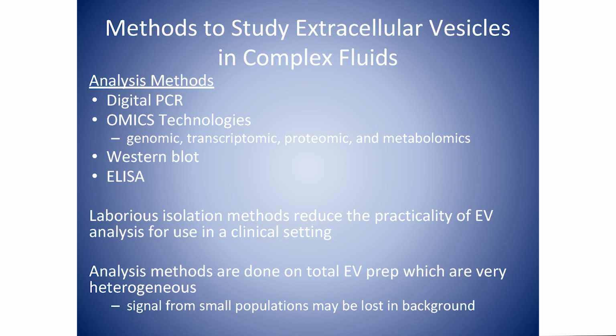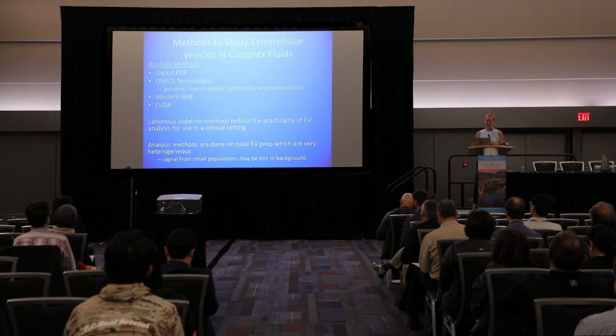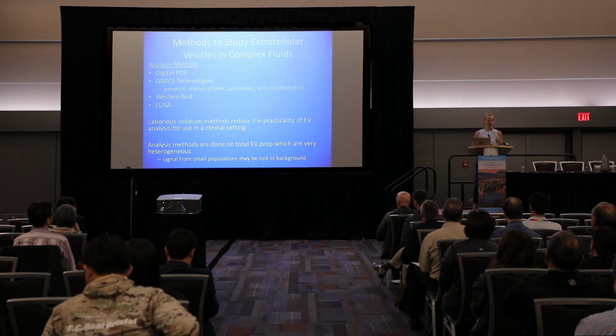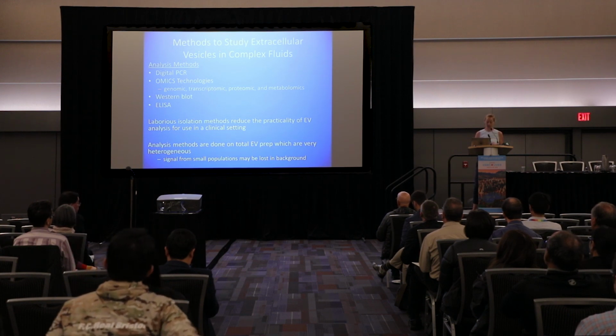Now, the same thing applies here: to get to the point of doing analysis, you have to do these very laborious isolation methods, and that's not really ideal in a clinical setting. The other problem with these isolation methods is that you're pooling together all the extracellular vesicles. So if you have a small population that has a unique signature, you're not going to see that. You're not going to pull that out. And so that's a problem as well.